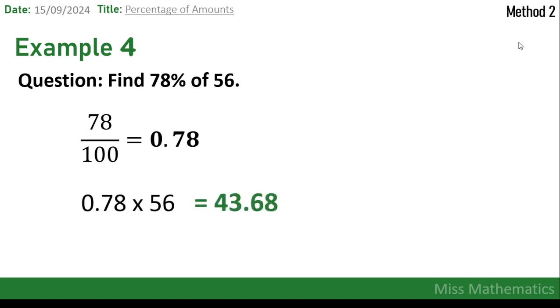And then repeating this with method 2 will be a bit faster. So 78 divided by 100 is 0.78. Times that by 56 and we get 43.68.